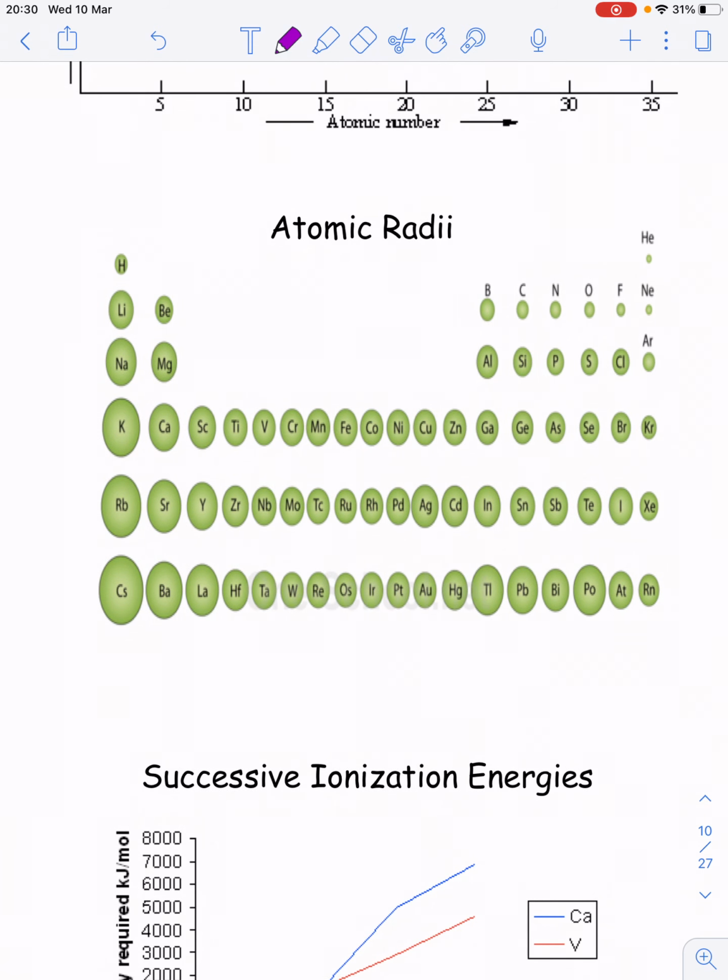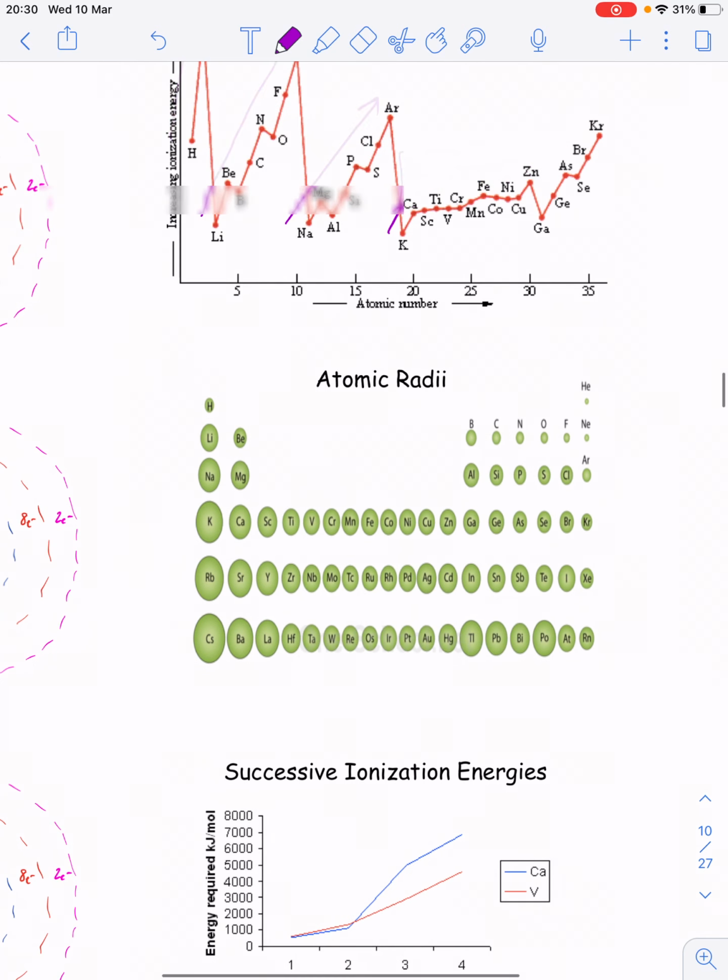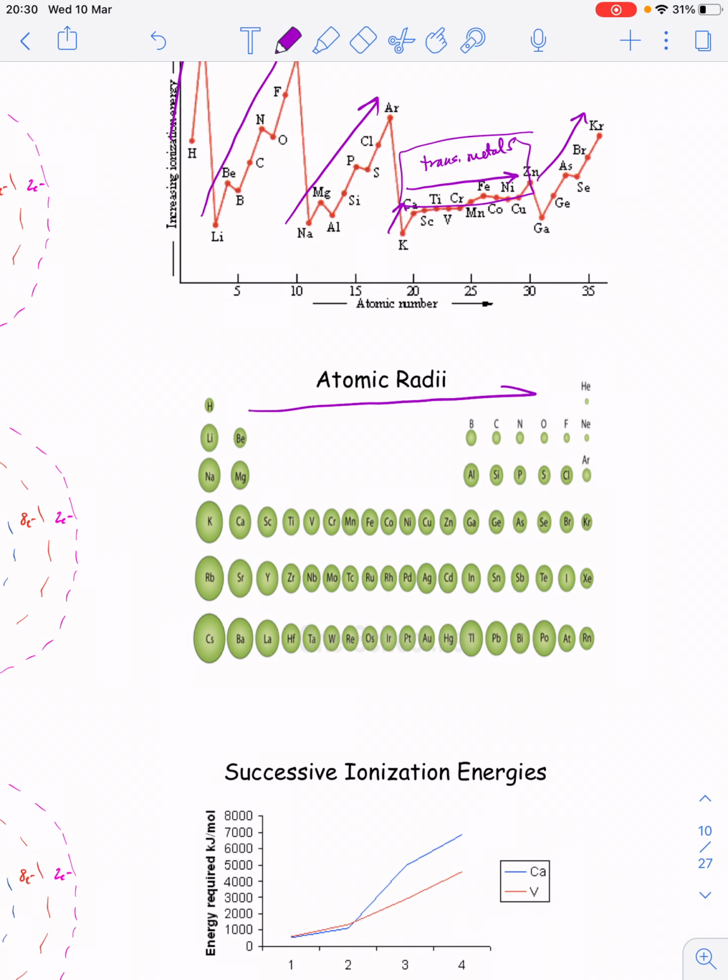If you look at atomic radii, the trend is sort of reversed, in that as we go from left to right, the atoms shrink in size. For that same exact reason, as we go to the right-hand side, we're increasing the number of protons. We're keeping the shielding effect the same because the number of inner shell electrons is not changing.